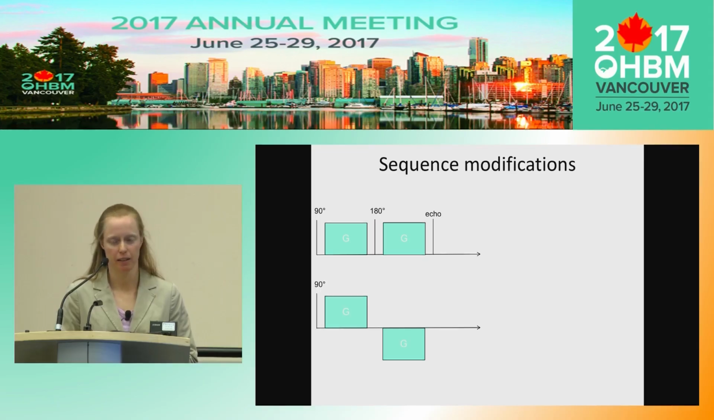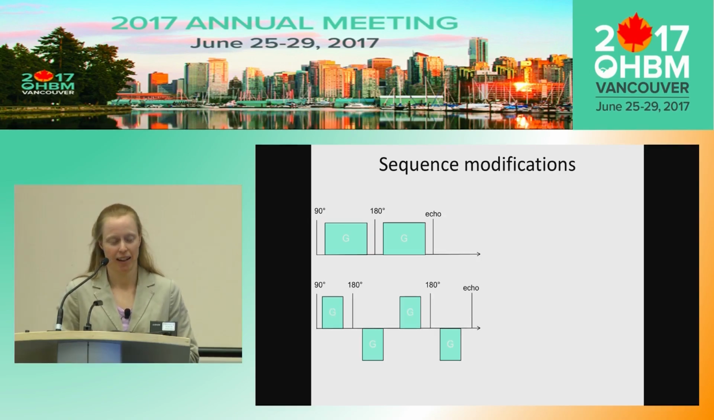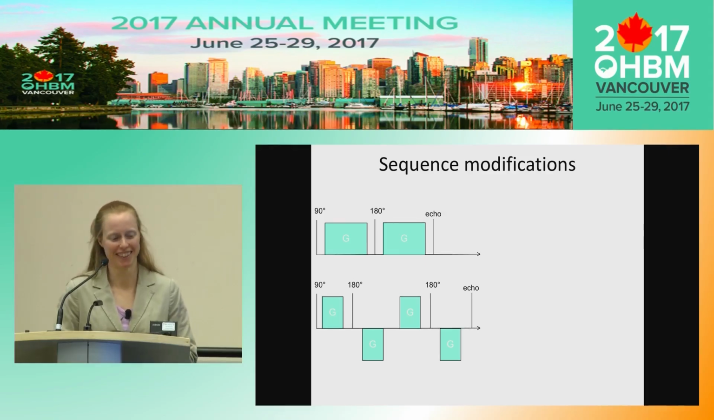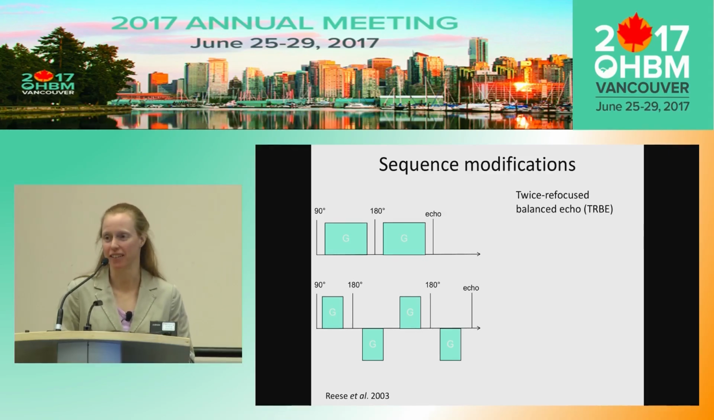Now, I've already convinced you that this constant gradient with a 180 in the middle of it can be replaced, as far as diffusion is concerned, with a bipolar pulse. But what you can do is take each of those constant diffusion gradient pulses, with no 180 in the middle of them, and replace them with a bipolar pulse with a 180 in the middle of it. I'll let you go over that a few times as homework, but this is called the twice refocused balanced echo sequence.